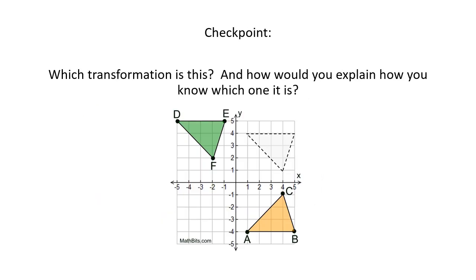So for your checkpoint, here is a transformation. And so the question is, do you know which one this is? And how could you explain which one this is? And so after you figured out which one it is and you can explain which one it is, can you also explain how you know it's not the other three? So is there a way that you could explain how it's not the other three? So I want you to think about the example, which one is it, but also think about the counterexample. How do you know which ones it's not?